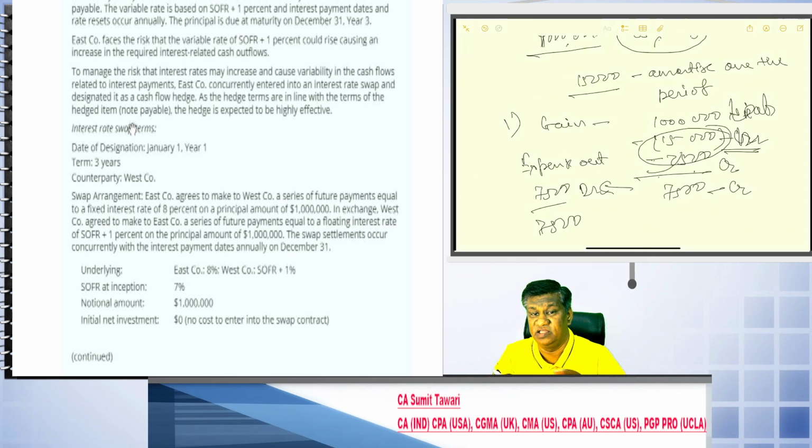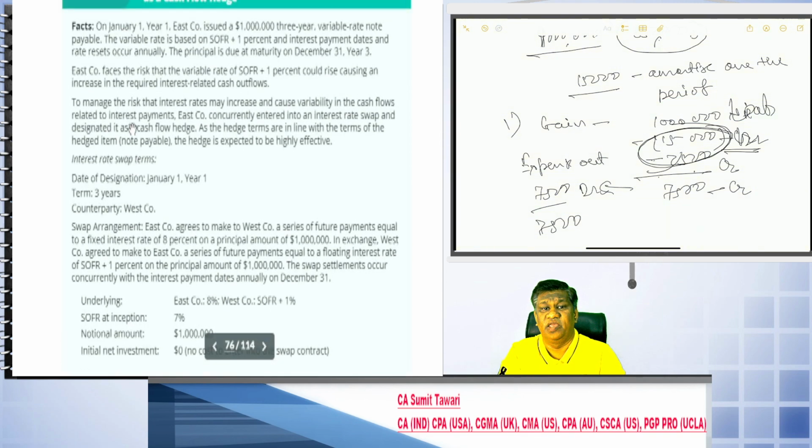It is not that we recognize this gain in the first period and then pay my investor 850,000. That is not the case. Whatever the difference may be, we need to amortize it over the remaining period of the note payable. Are you able to understand this point? In the first year we recognize the gain, but subsequently we need to recognize the expenses and reduce the value, whatever the amortization, gain or loss may be. That we need to reduce.